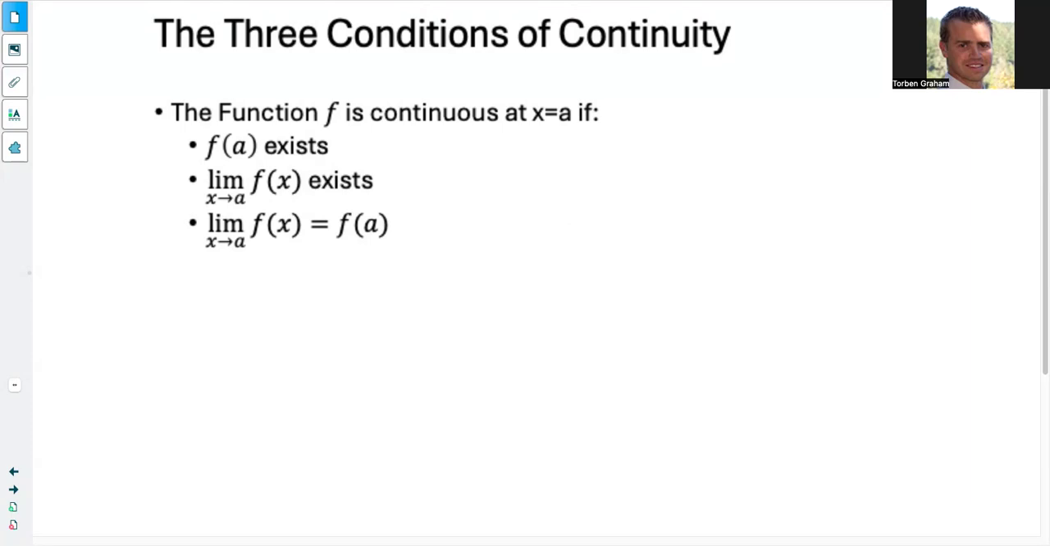So we can say a function f is continuous at x equals a if our function exists at a, if our limit of f of x as x approaches a exists, and if our limit of f of x as x approaches a is equal to our function at a. So we'll look at an example of things that are not continuous and talk about why they aren't.